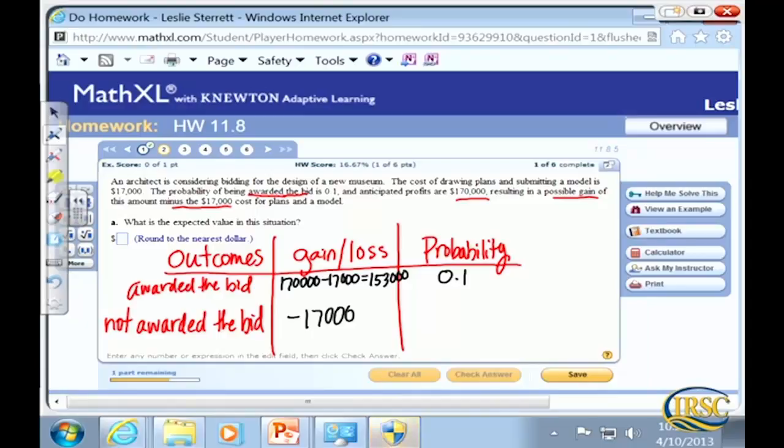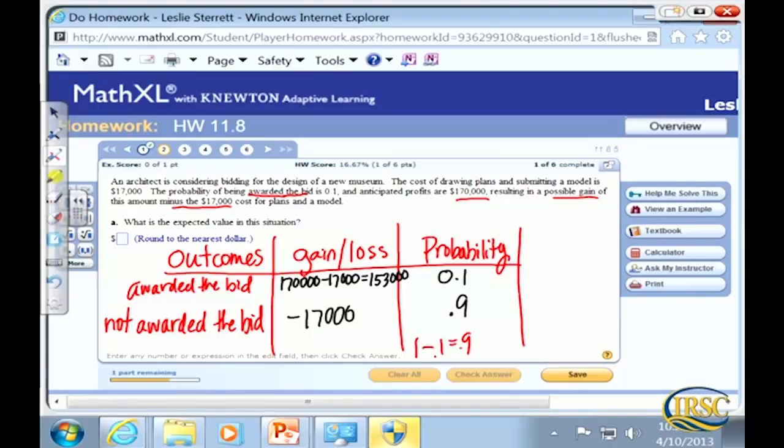All right, so what's the probability of not being awarded the bid? 0.9 is correct. Good. They did not tell you this in the problem, but the pattern that we just learned was that this column has to add up to 1. So in order for this column to add up to 1, this must be a 0.9, so that 0.1 and 0.9 add up to 1. Now, you don't have to guess. You could always just do 1 minus the 0.1, and that'll give you the 0.9.